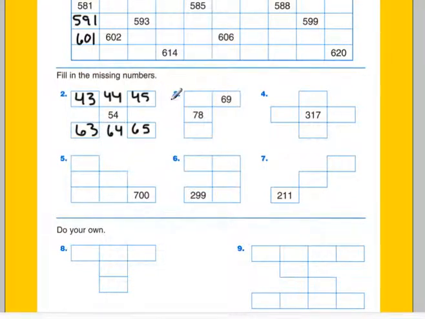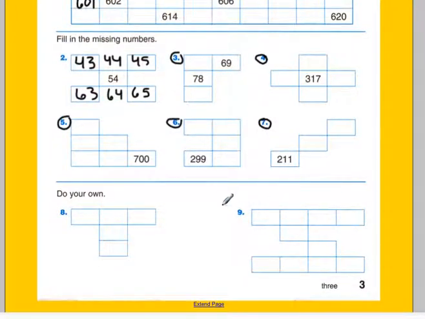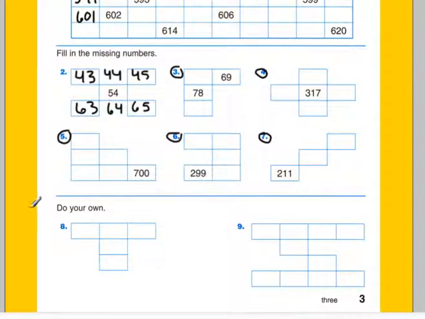So your job is to go ahead and finish 3, 4, 5, 6, 7. This is Math Journal, page 3. All right. If you feel like you need a little bit more challenge, I encourage you to do this. You may do number 8 and number 9.